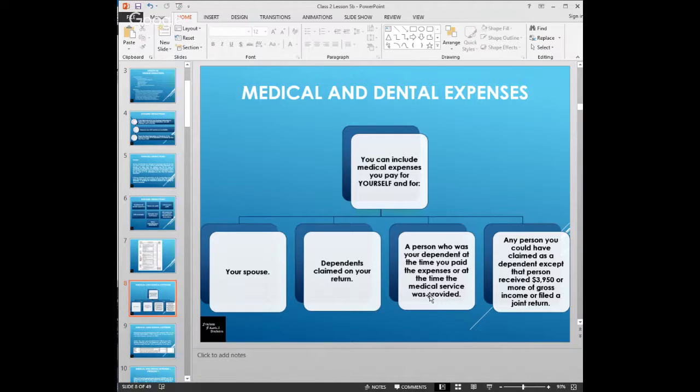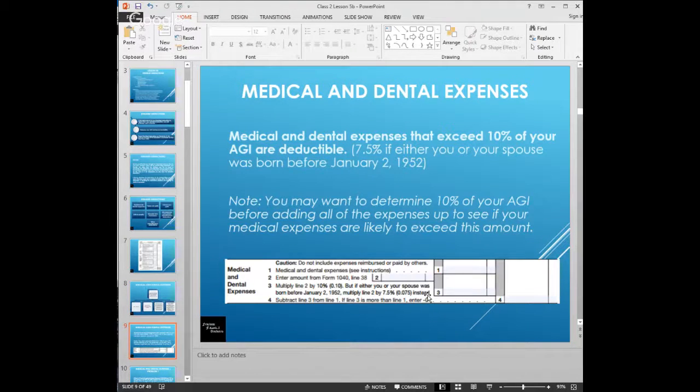So now that we have the ability to keep our children on our medical coverage until they're 26, what this is saying is that if the only reason why you could not claim that person as your dependent is because they made too much money, then you would be able to. So again, you're talking about immediate family relatives for which you are responsible. Medical and dental expenses that exceed 10% of your AGI are deductible.